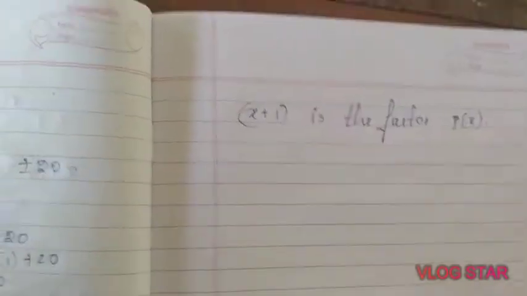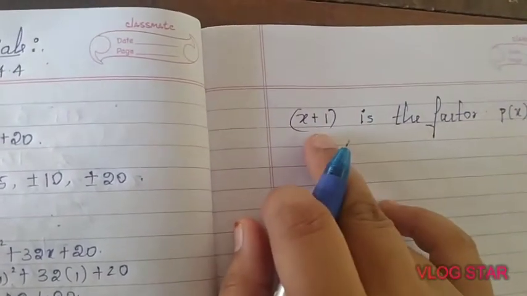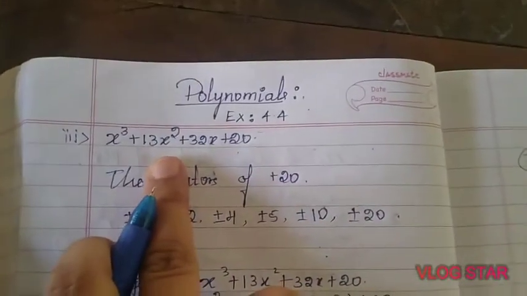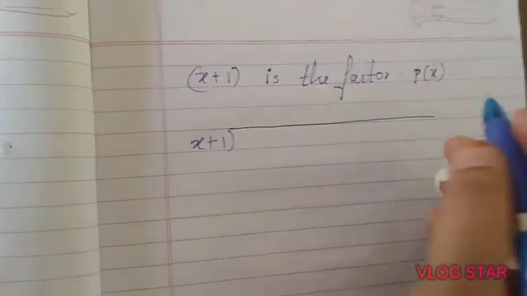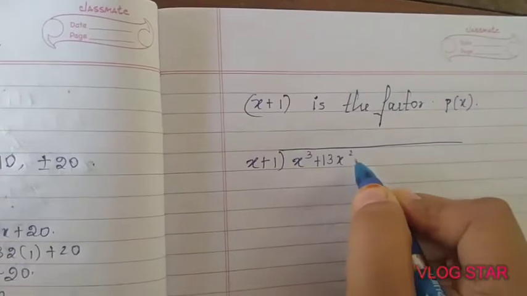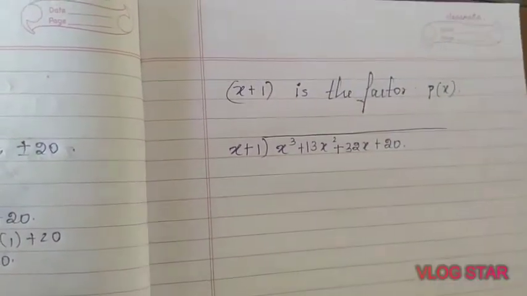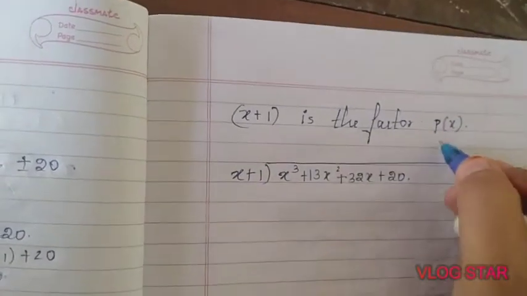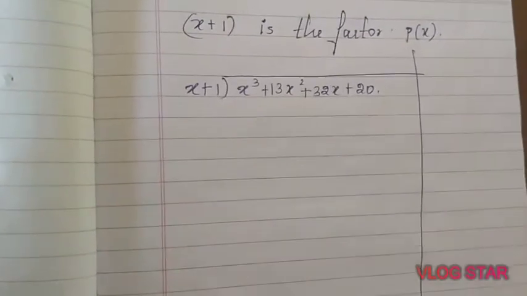The next thing, as I told you: we got one factor. Now you have to use this factor as the divisor and the cubic polynomial as the dividend, and do the long division. So x plus 1 is your divisor, and x cube plus 13x square plus 32x plus 20 is the dividend. You know the long division method, the same procedure you have to follow.